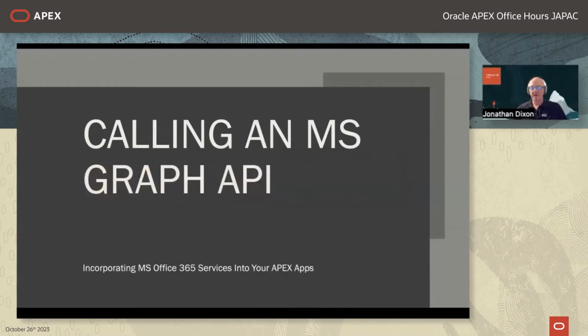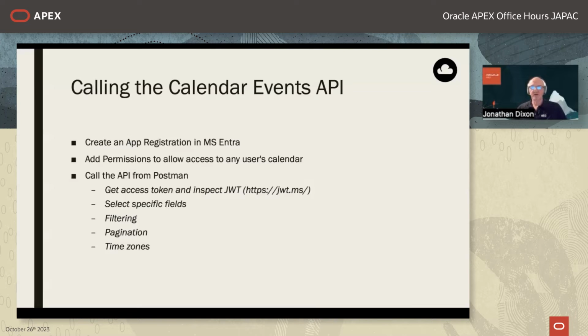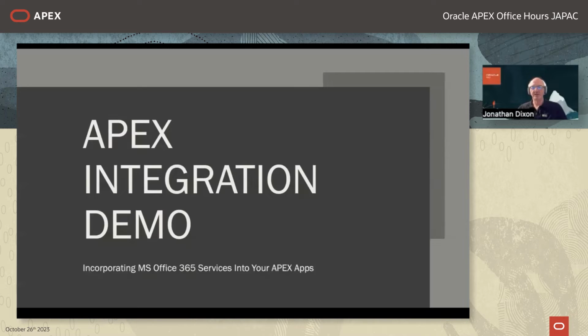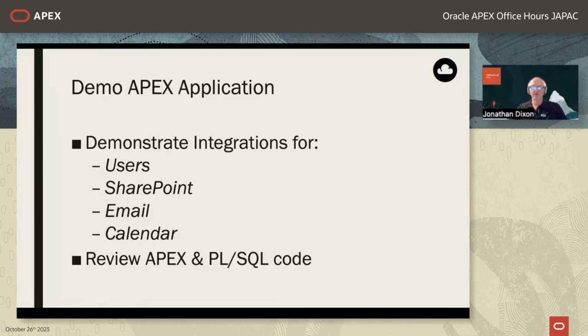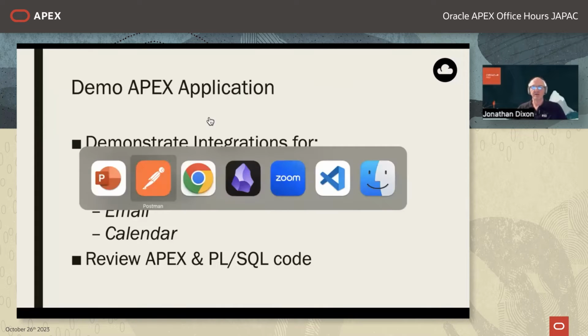All right, so now we have an idea of how the Graph API works. We've gone through permissions and calling the API from Postman. Let's look at the demo app. We're going to look at integrations for users, so Active Directory users, SharePoint, email, and calendar, and we'll look at the Apex code that's behind the scenes.